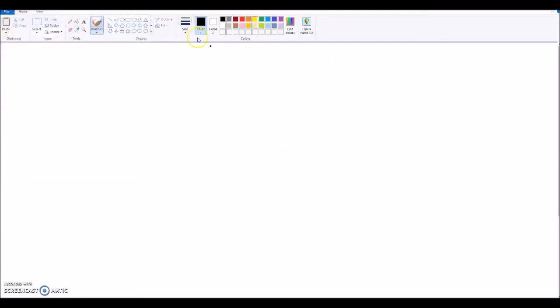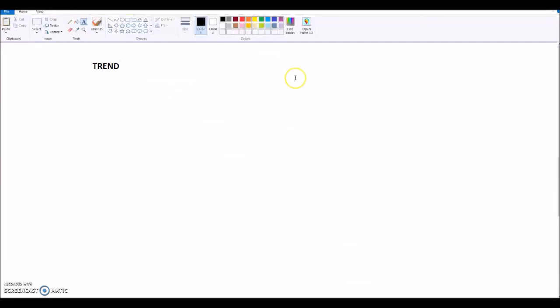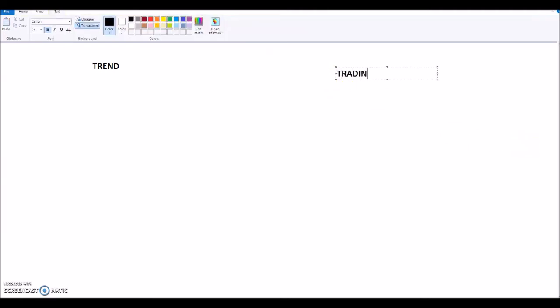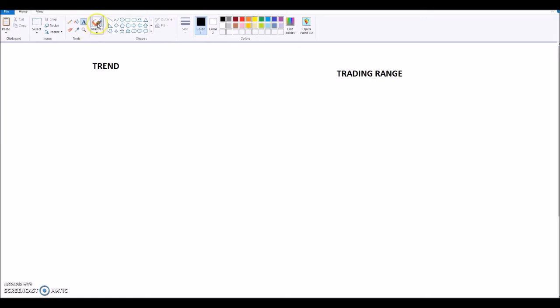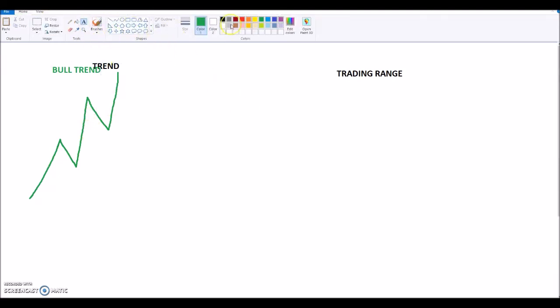Let's go to a new page. The market can only do 2 things. It could either be in a trend or in a trading range. What a trend is, a trend means that the market's going like that, and then like that, and then like that. That's a bull trend. Remember what I told you? The bulls won. So the bulls think the market's gonna go up. There is another one called a bear trend. A bear trend goes like this.